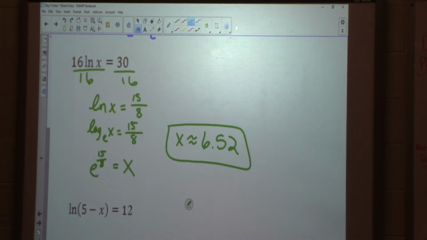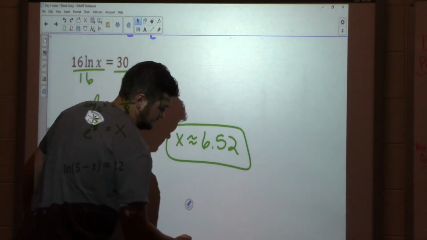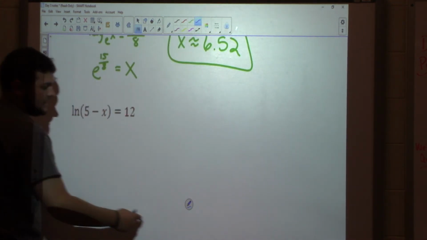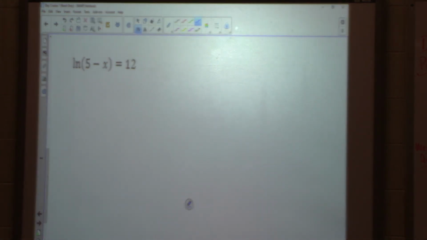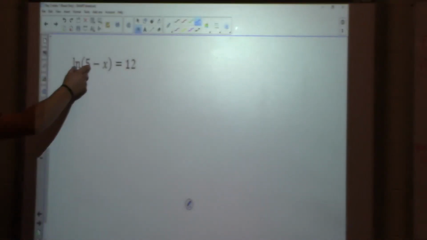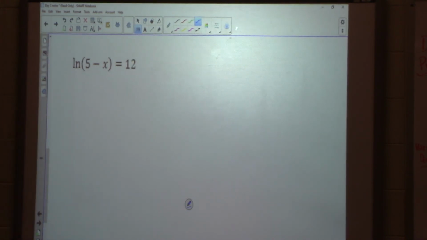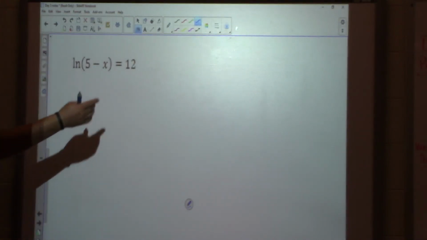Alright, one last problem and I'll get you your homework. Natural log of 5 minus x equals 12. First step, isolate my log function. What do I have to do that? What? Nothing, it's isolated, right? My log function's all isolated over here. I'm taking the log of 5 minus x. So I'm going to change it to exponential form.